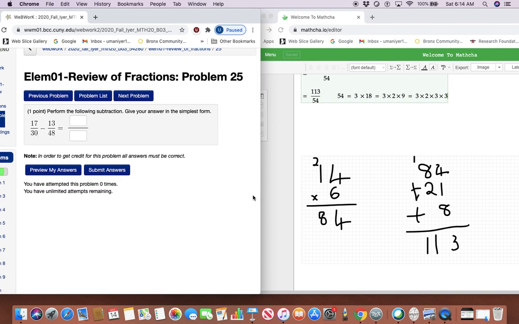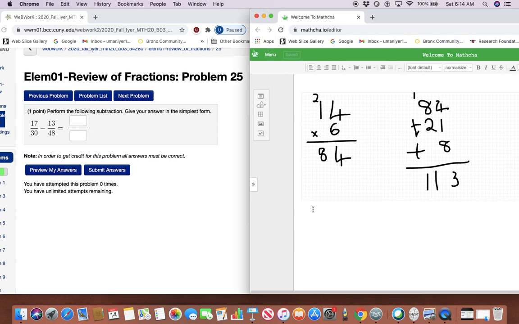Now you have different denominators, so we need to get a common denominator. So first one is a fraction, 17 over 30, minus second one is a fraction, 13 over 48. So notice, for addition and subtractions you need common denominator, not otherwise. All right, so in this case, I need least common denominator of these two numbers, 30 and 48.